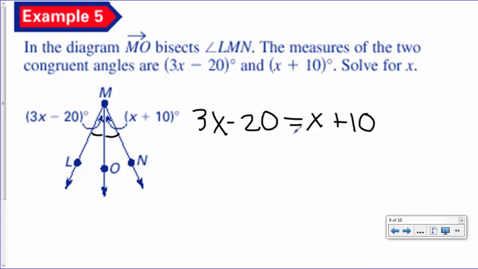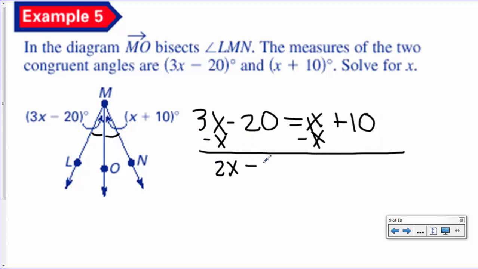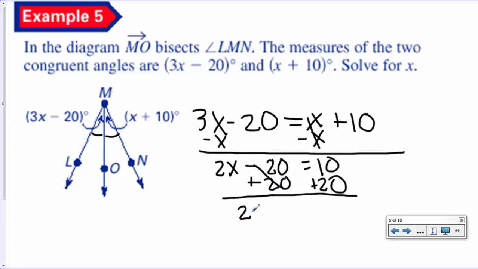We have x's on 2 different sides of the equation. This time I need to bring the x's to one side and the non-x's to the other side. I'll subtract x from the right, so my x's end up on the left side of the equation. 3x minus x equals 2x. Bring down the negative 20. Set that equal to 10. Add 20 to both sides to get the non-x's on the other side of the equation. 2x equals 30. Divide both sides by 2. X equals 15.